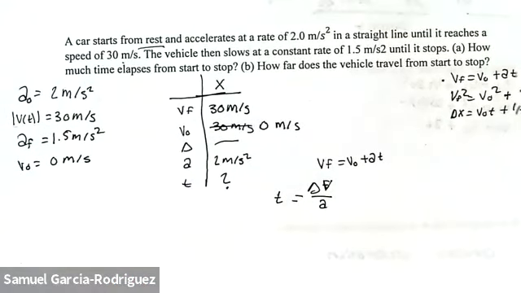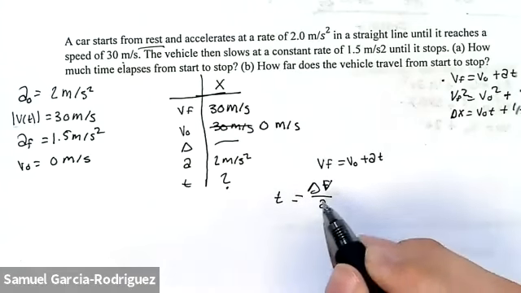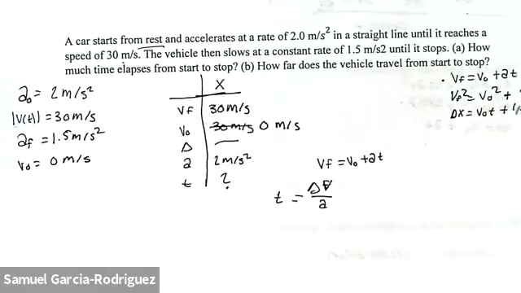Does anybody have a problem with how I did that? Does it all make sense? Like how I got to t equals delta v over a. Does that all make sense? I know I kind of skipped a lot of steps math-wise. Okay, I don't hear anything, so I'm going to assume y'all got that.